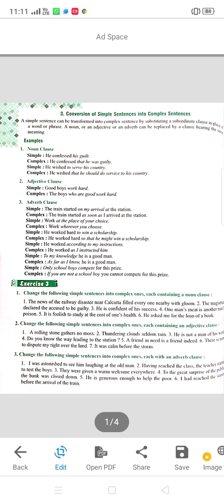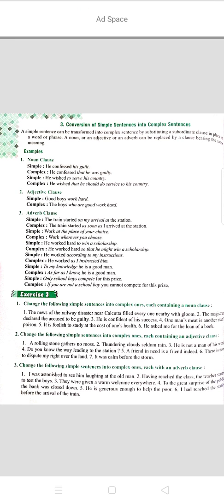Now come to adjective clause. You can see, good boys work hard. You can say, the boys who are good work hard. So what boys? The boys who are good. Here you are defining or qualifying the quality of the boys who are good. So they are working hard, right?